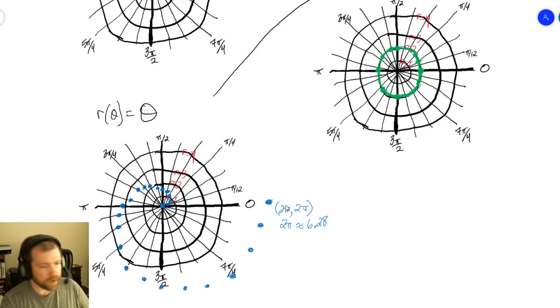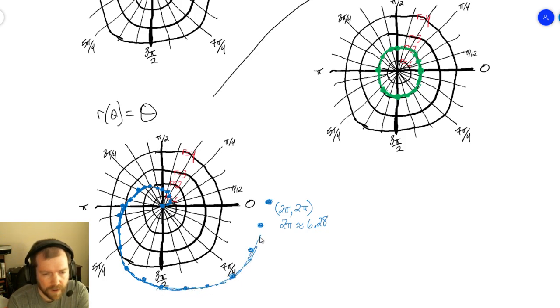So what we end up doing is we get a spiral that looks, roughly speaking, something like this. It is a nice smooth curve as you go out. And this is going to continue to spiral out forever.